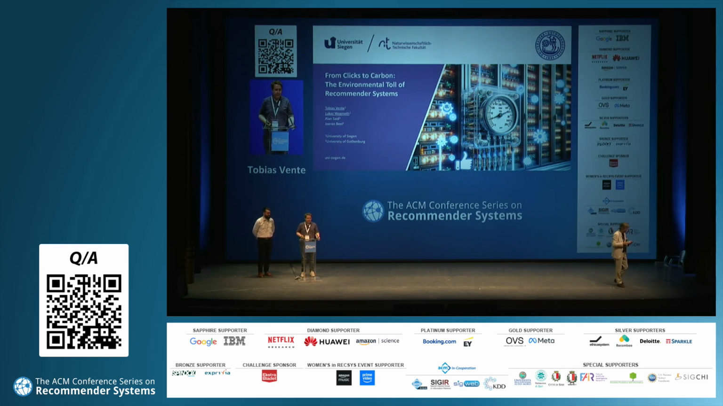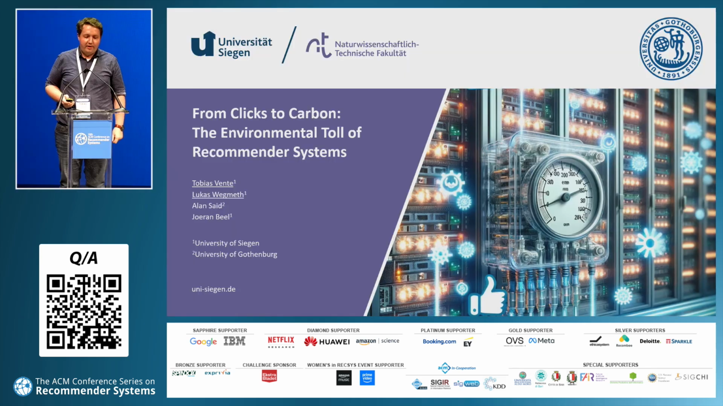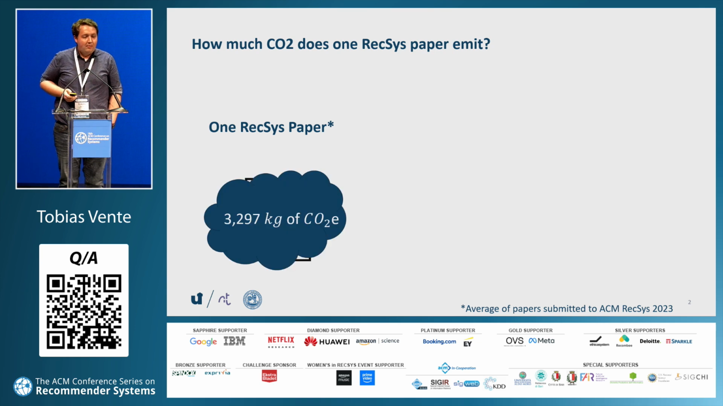Hello everyone. Today I'm going to give a talk about our paper, From Clicks to Carbon, the Environmental Toll of Recommender Systems. I know it's late, but I have a question. How much do experiments for a single recommender system paper emit in kilograms of CO2? Any idea? I didn't have an idea either when I started this, and it's actually quite a hard question, but we found out that a single paper emits, on average, 3,297 kilograms of CO2 equivalents.